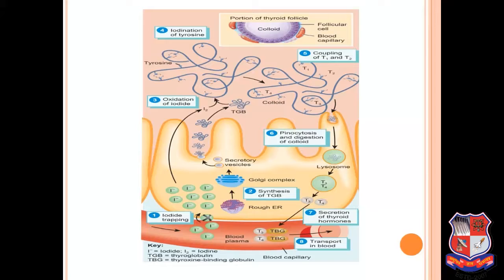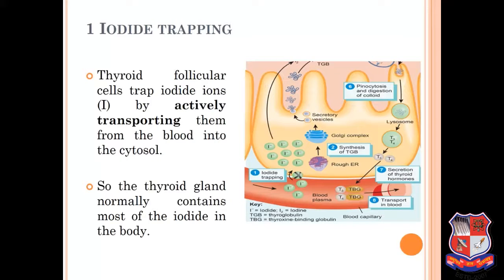This is the blood vessel, it contains blood. This is the follicular cells, and this is the lumen, and it contains colloid. These 3 parts are very important. Again, it is the blood vessel, it contains blood, the light yellow color is follicular cells, and this is the lumen. Okay, now the first step is iodide trapping.